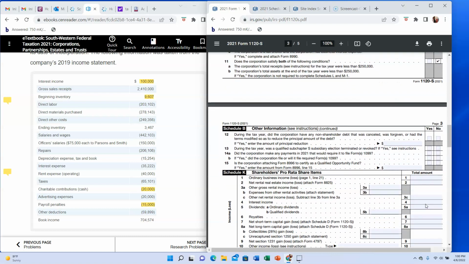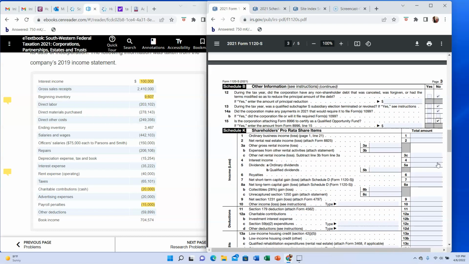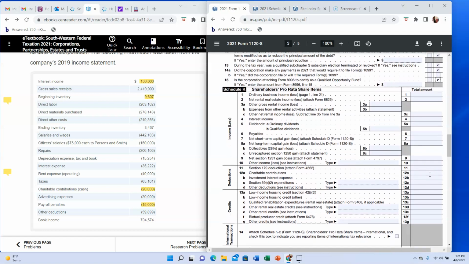All right, Schedule B. During the tax year, did the corporation have any non-shareholder debt that was canceled? No. Subchapter S was not terminated. They did not make any payments that required a 1099. They were all Levy 2. And then no. Okay, so now here we get to the Schedule K.